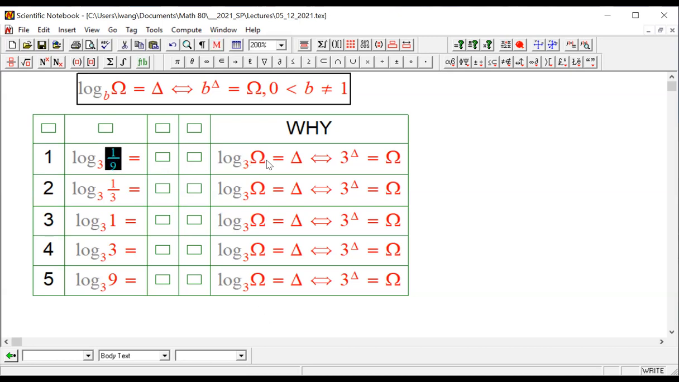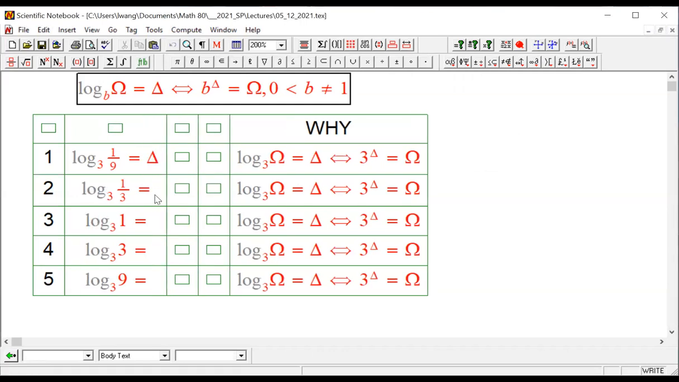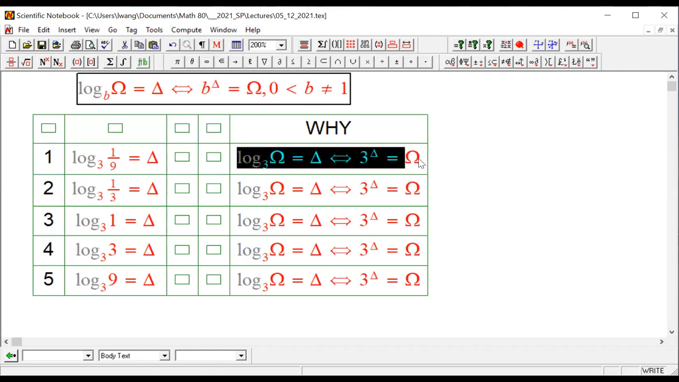Identify omega and triangle. Okay, so all of these are triangles. So all of these answers are in the place of triangle. What are they? Different questions, different triangles. You can use a question mark if you wish. Do you see? This is the chain that connects these two relationships. And we just want to know the value of the triangle.